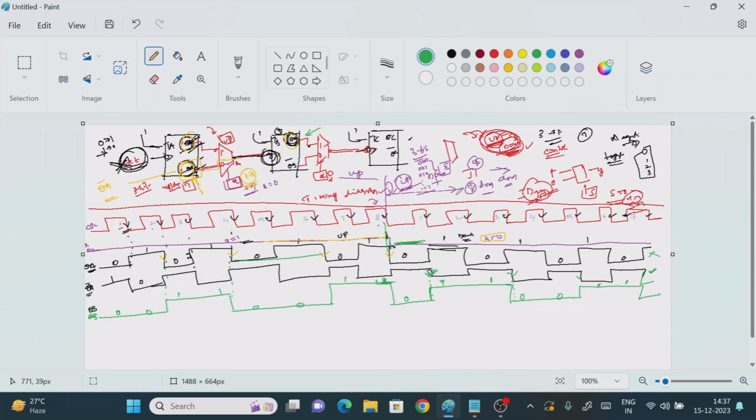Now how to find out the QC? We require the QB bar, right? So for that I am going to write the QB bar also. QB bar is just the complement of the QB, right? So if it is 0 it should be 1, and if it is 1 it should be 0. I am just going to write it something like this.